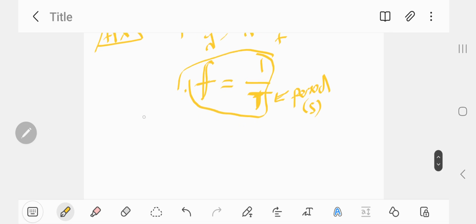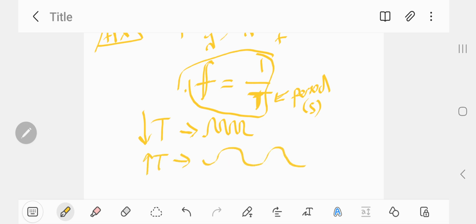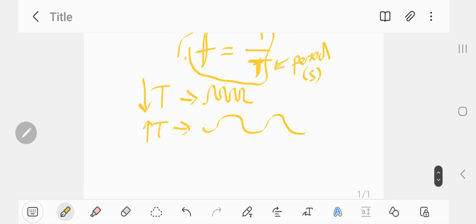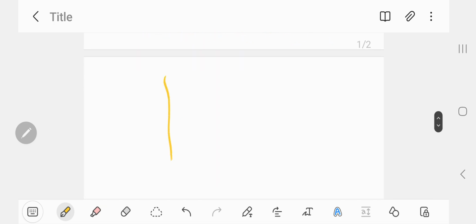Here's why it makes sense. If you decrease T, if you decrease the time it takes for the wave to repeat itself, what you're doing is packing in more waves. But if you increase the time it takes for the wave to repeat itself, it's just going to stretch out like this. I'll draw a graph like this.